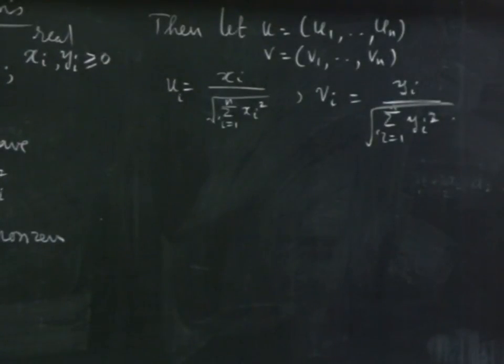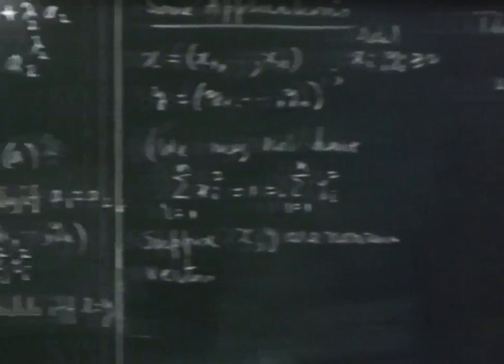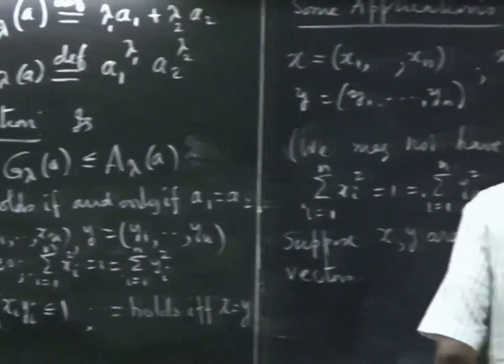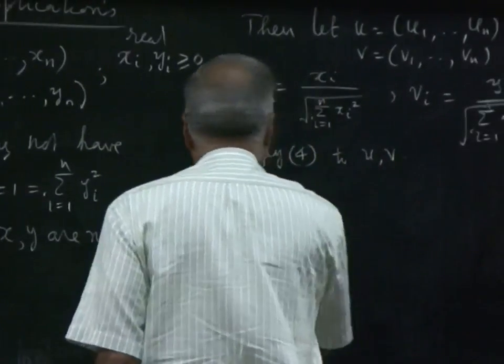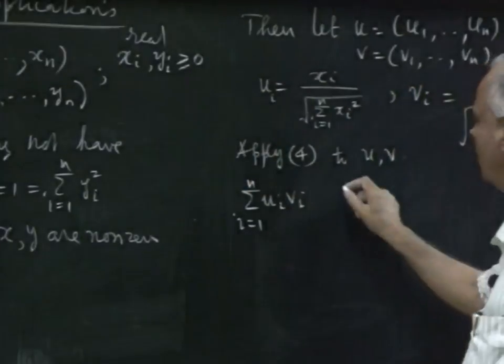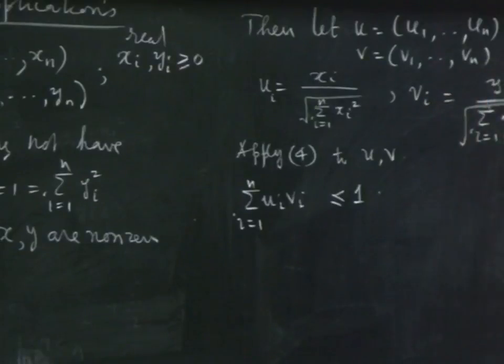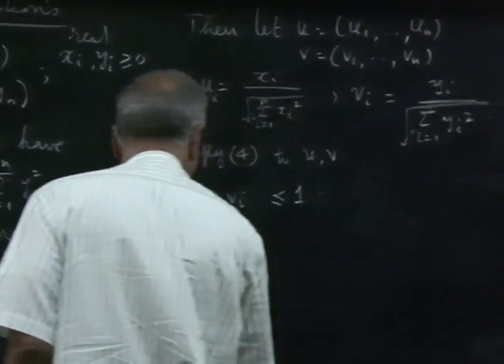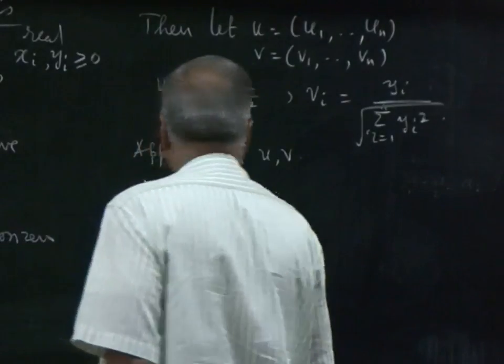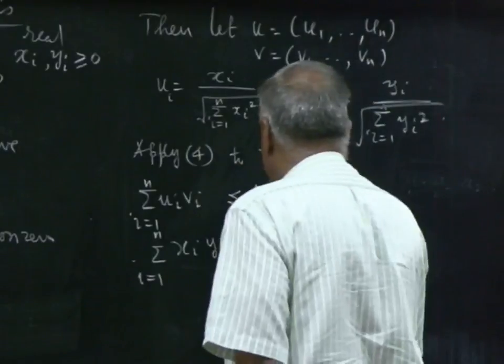So now what can I say about u and v? They satisfy all the conditions for 4. Their components are non-negative, they have length 1. So I can apply 4 to the uv vector. What do we get? Summation ui vi, i equal to 1 to n, is less than or equal to 1. Right. Now, ui is xi over the length of x and vi is yi over the length of y. I will take the denominator to the other side.